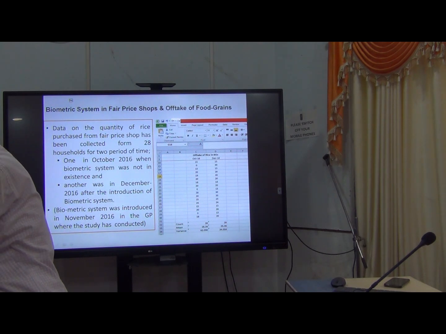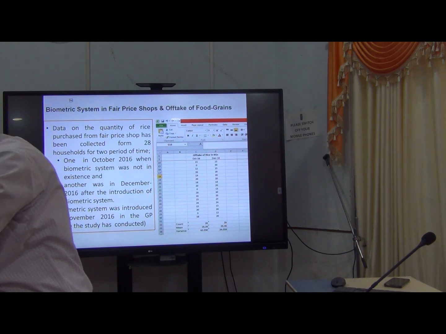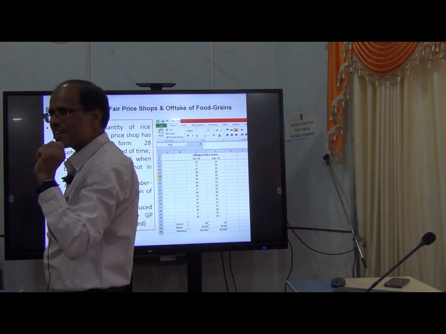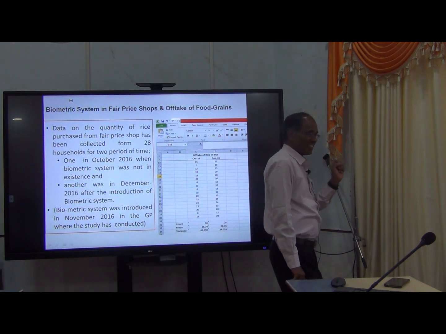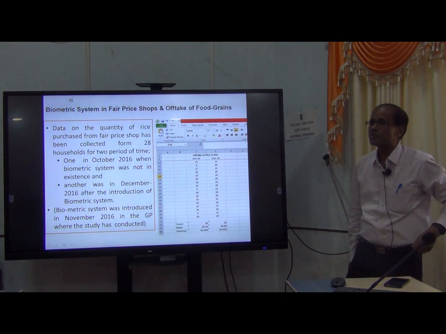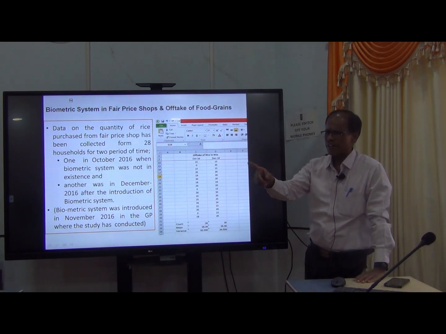So this is pre and post. Same observation, but before and after. This is the context in which you have to use the paired test. This is the only context where you can use before and after.